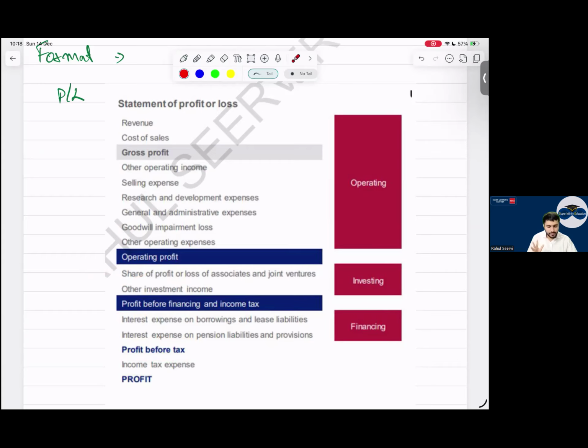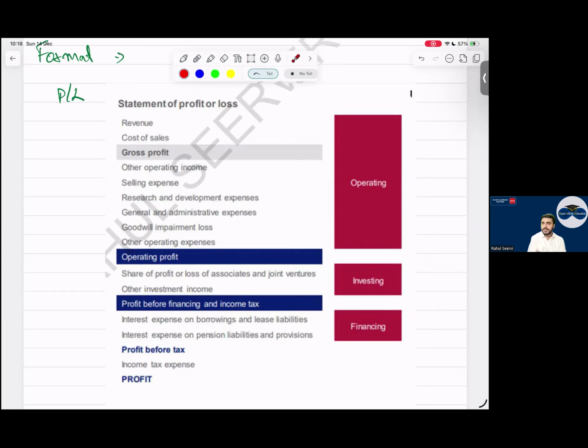If you've done your F7, let's take March before September 2025, the format has been changed. I have written something known as operating, investing, and financing. What does operating mean? What does investing mean? What does financing mean? You have to understand that. It's very important.